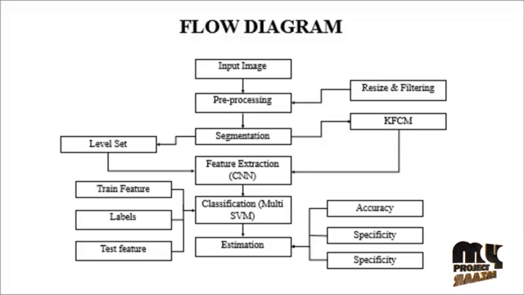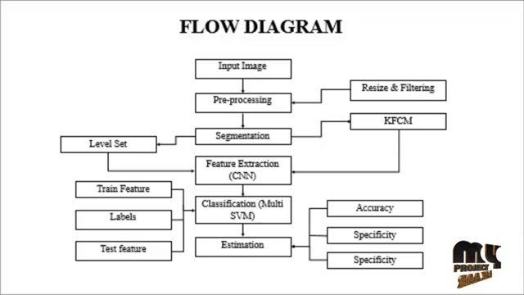When the input data to an algorithm is too large to be processed and is suspected to be redundant, the input data will be transformed into a reduced representation set of features. Transforming the input data into a set of features is called feature extraction. In this process we are using CNN feature extraction. CNN means convolutional neural network. The features provide the characteristics of the input to the classifier by considering the description of the relevant properties of the image in a feature space.